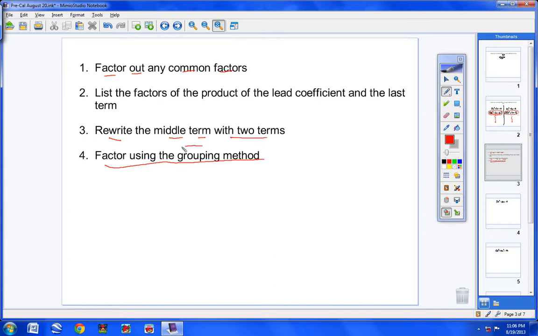Mr. Earhart, what's the grouping method? Well, that's the method we learned last week. I think on Thursday or Friday, I think it was Friday, we learned how to factor using the grouping method, okay? I'm going to move on. You might want to pause the video and copy these down, and then go ahead and continue.